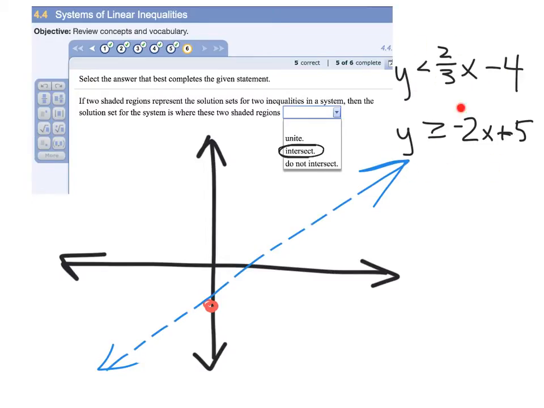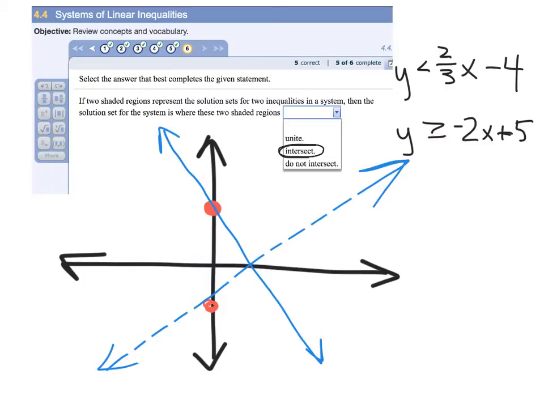Now let's do the second inequality. And this happens to be a greater than or equal, so that means it's going to be a solid line. Now where does it start? Well, because it says plus 5, it's going to start up here at 5. And then the slope is down 2 over 1, down 2 over 1. So that line is going to look something like that. And it's a solid line because it's or equal.